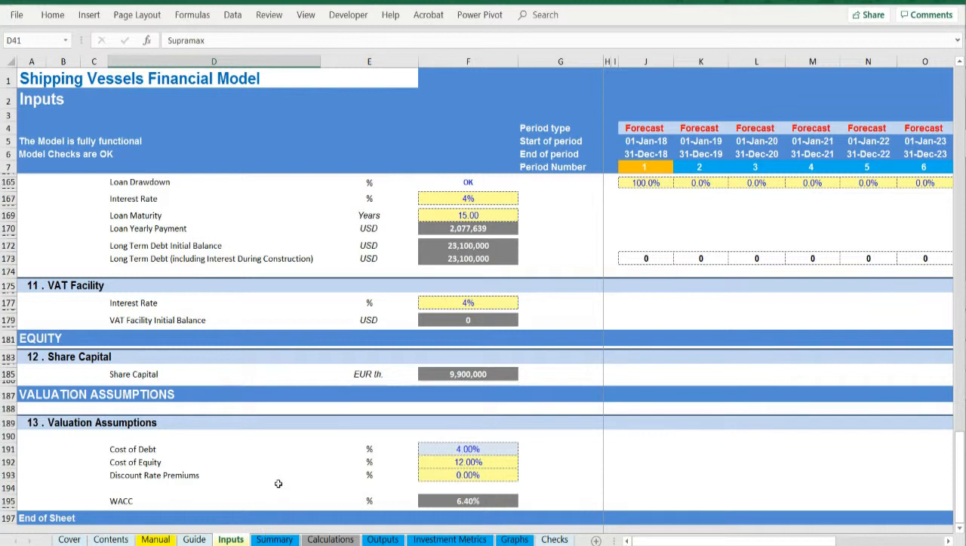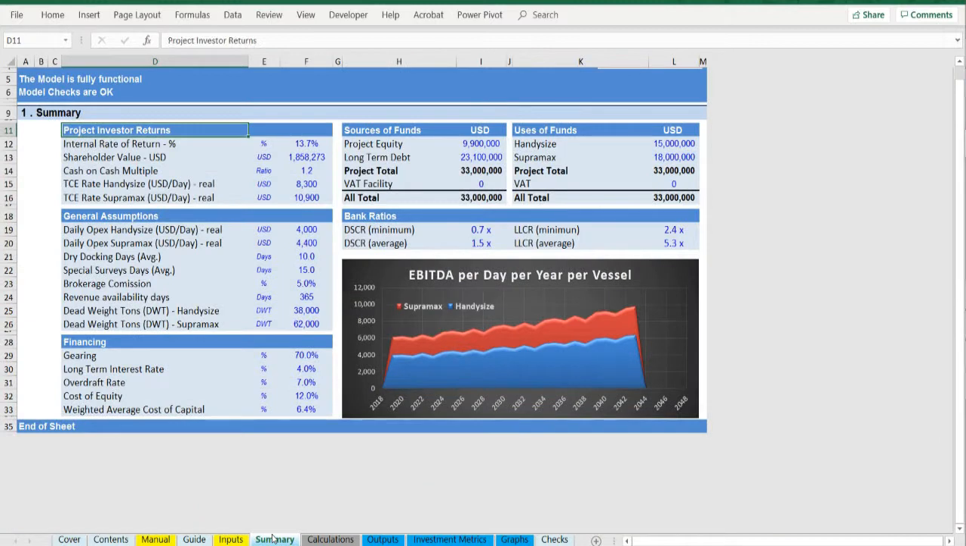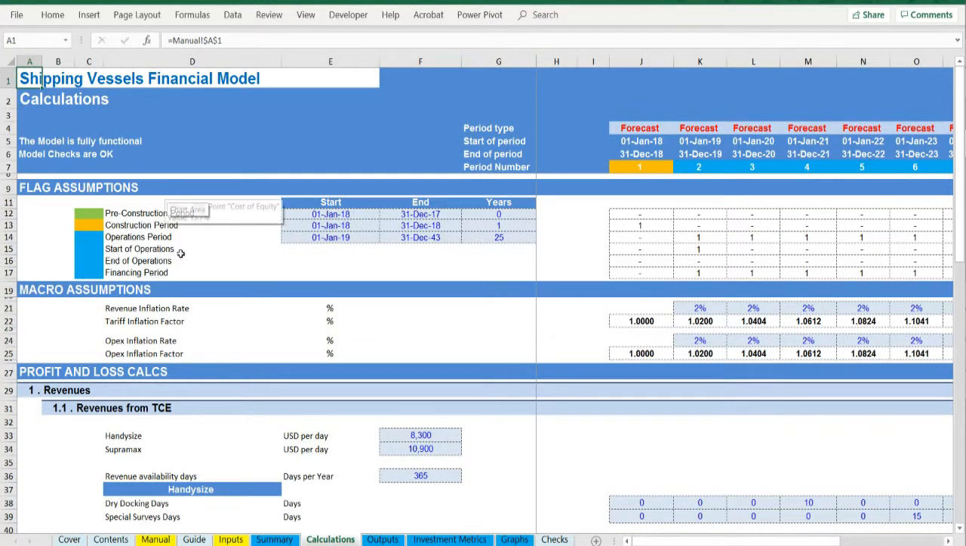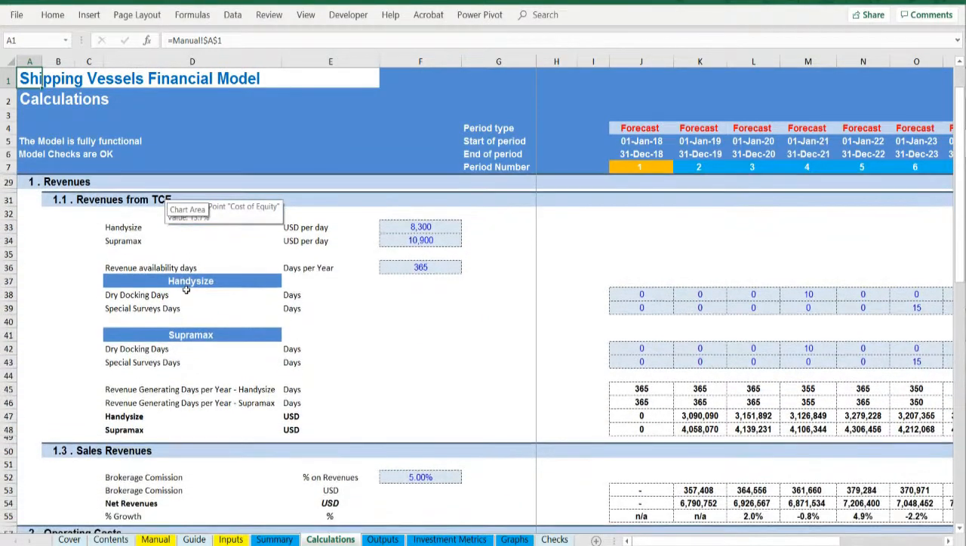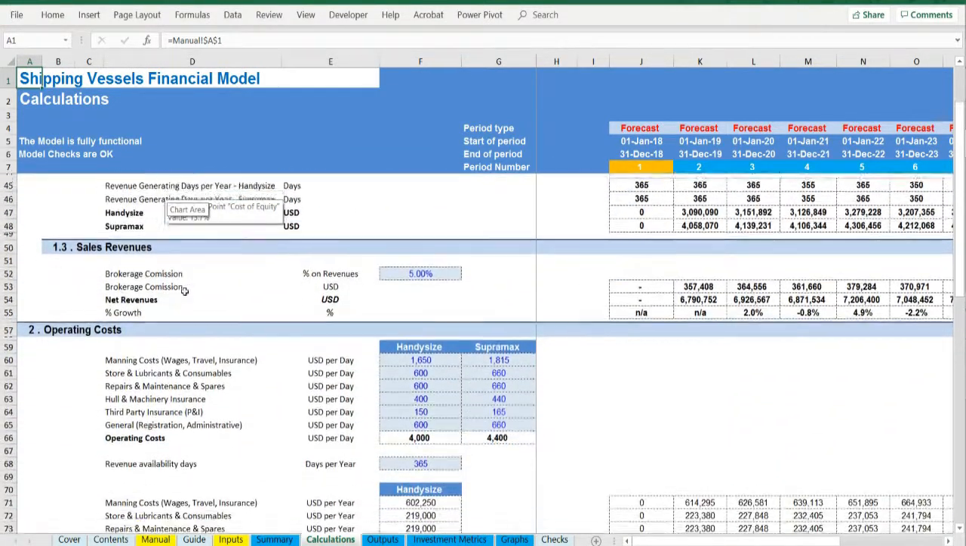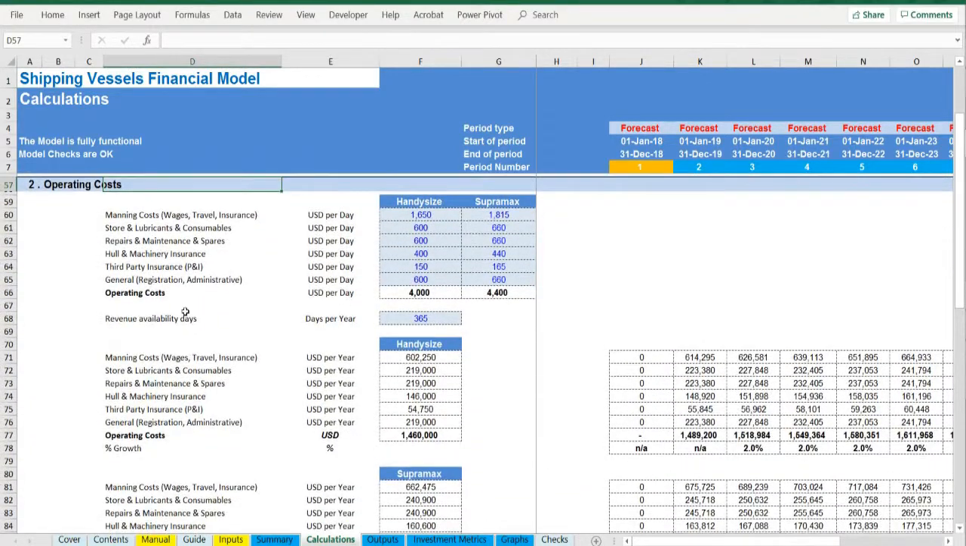In the Summary tab you are able to see a high-level report with the main metrics and value drivers of the model. It can be readily printed on one page for your convenience. Calculations: this is where all calculations are performed. The revenues from each vessel are calculated based on the available days and whether there is a need for dry docking, and deducting the operating costs adjusted for inflation the operating profit is resulting.